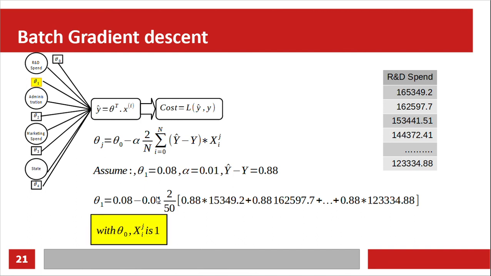And for theta 0, if you would like to do it for theta 0, it will be here, for example, 0.88 multiplied by 1, because x0 for theta 0 is 1.